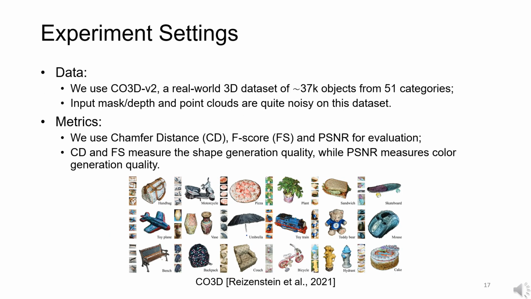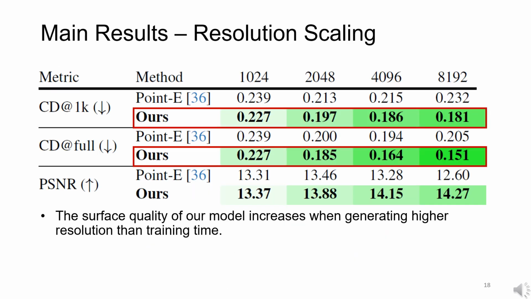We train PointInfinity on Co3D v2, which is a real-world 3D dataset consisting of noisy point clouds and RGBD images. PointInfinity uses RGBD images as condition and learns to generate the corresponding point clouds. For quantitative evaluation, we use Chamfer distance and F-score to measure the shape quality, and PSNR to measure the color quality. We now present our main result of resolution scaling.